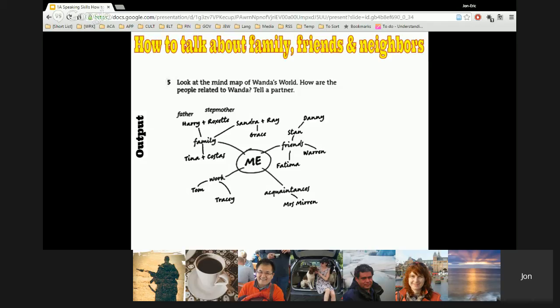Sister-in-law of whom? Of Wanda. So Sandra is... Well, hang on a second. Look, in the middle is Wanda, and that's connected to families. That's her family, and there's a second branch. Sandra and me are connected to family, so it's not a sister-in-law. It's her sister. Sandra is Wanda's sister. I see. Right. Sandra is Wanda's sister.